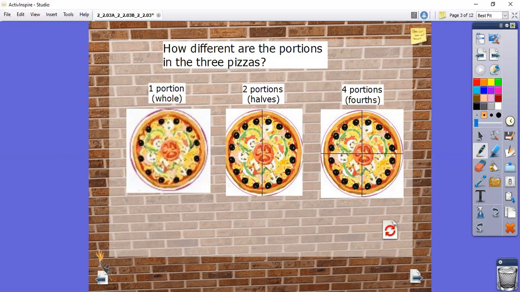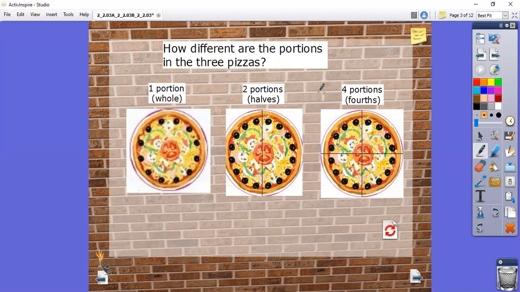Now, let's say you got to eat half the pizza. There's 2 parts, 2 portions in this pizza. So if you're eating half the pizza, you're only eating 1/2 of it, which is still a lot of pizza, but not as much as an entire pizza. So if we have 1 piece, it's a giant piece. When we have 2 pieces, it's still a pretty big piece, but it's not as big as having just 1 piece. And on our last pizza, we have cut this one into 4 portions or 4 parts, and that makes fourths.